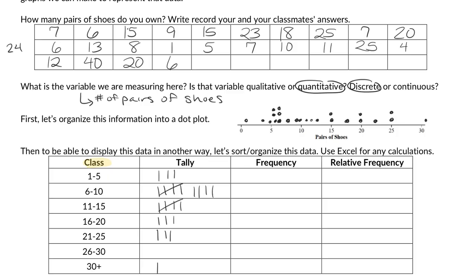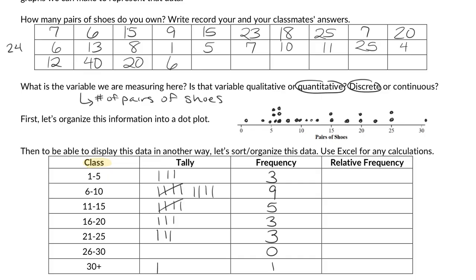Now that we have all of our tallies for this data, we can do frequency. Last time we learned frequency was just the number of times this appeared. So our frequency for the first class was 3, and then 9, and then 5, 3, 3, 0, and 1.